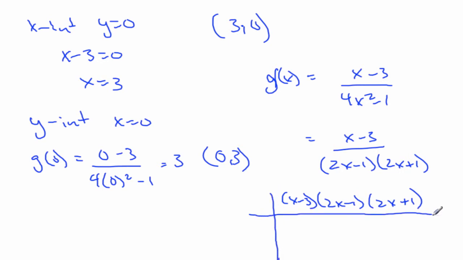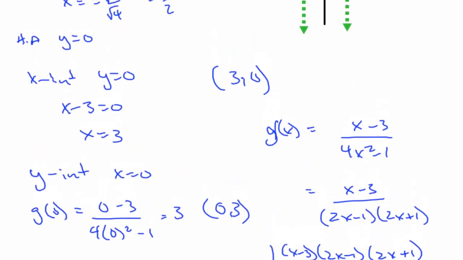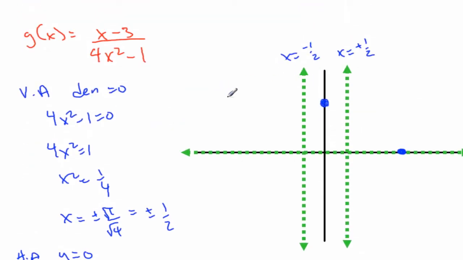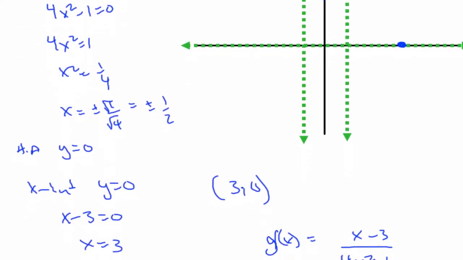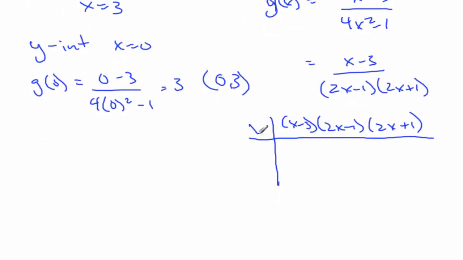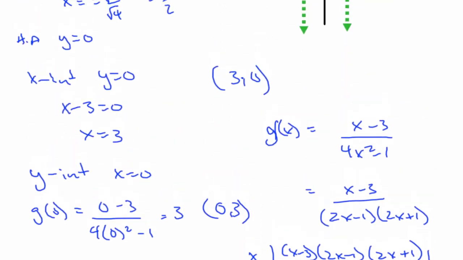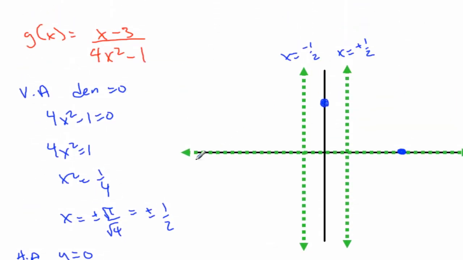And I'm going to look at the region to the left of negative 1/2. A number to the left of negative 1/2 will be something like negative 10. So if x is negative 10, I know this value here is negative. That value there is negative, and this value here is negative. And so overall, it is a negative, because when I multiply 3 negatives, I get a negative. That tells me my graph is negative. It is below the axis, so it has to be down here.